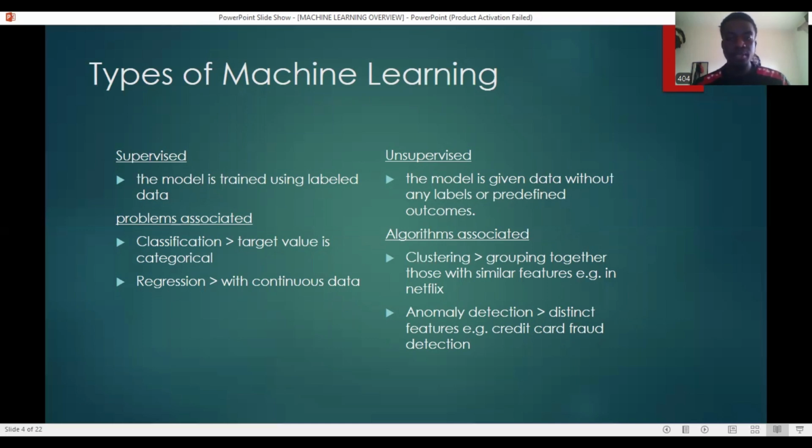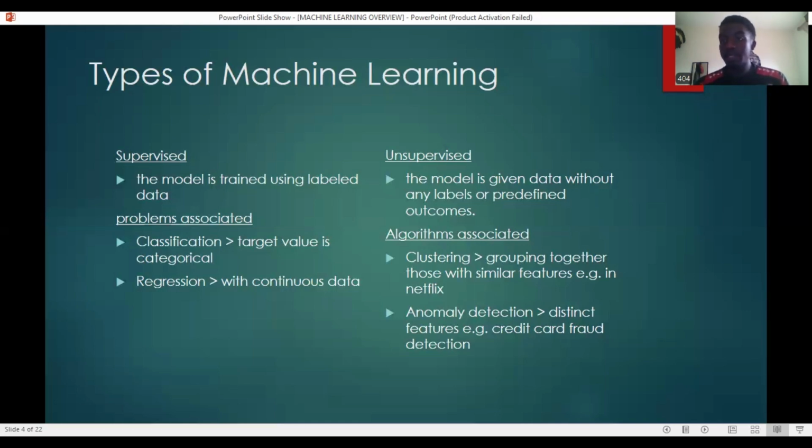Here, there are two kinds of problems: the classification problem and the regression problem. Classification problem is whereby the target value is categorical. For example, animals. Animals can be a dog, it can be a cow, but animals is a category. Or you can say it's either 1 or 0, binary digits, you understand? And then regression, which is continuous data. Continuous data, of course, like temperature, voltage, all those measures which are continuous.